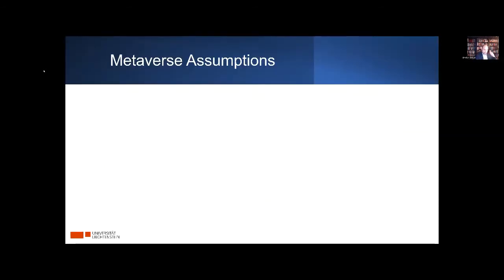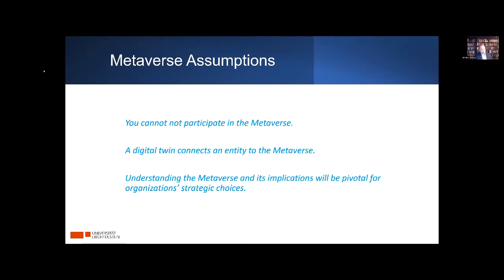So here are some assumptions. Again, digital twin, ambiguous term, many different understandings, but what does it really mean? And now we're talking about the metaverse. First, you cannot not participate in the metaverse. The very moment you're digitally connected, you'll be part of this new world. A digital twin, and this is the conceptual understanding of digital twin, connects an entity to the metaverse. It can be any entity. It can be a person, it can be a machine, it can be a collection of entities, of devices. And understanding what that means has implications, has ramifications for organizations' strategic choices. And that's the key point I want to make here.